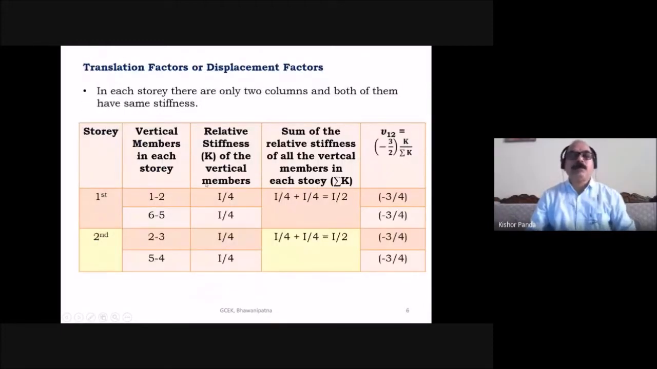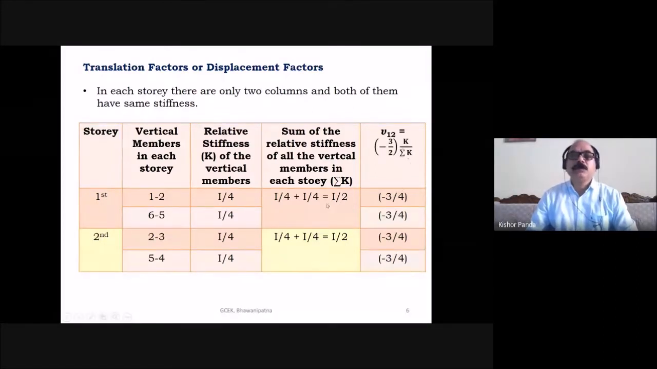And you can first find out the relative stiffness of the member. Already you know this is the relative stiffness. Then you have to find out the sum of the relative stiffness of all vertical members in each story. For the first story, this is I by 2, and the sum of the relative stiffness of the second story is also I by 2. Then after getting this, you can find out the translation or displacement factors. This you can find out as minus 3 by 2, the relative stiffness of the vertical member divided by the sum of the relative stiffness of all vertical members in that story.